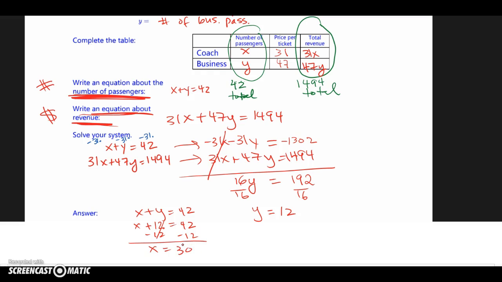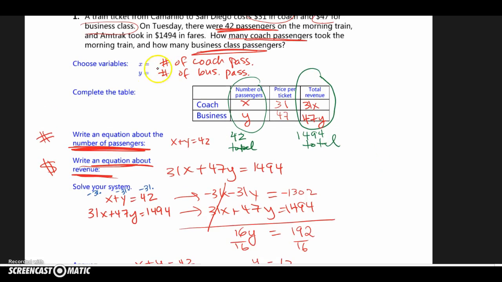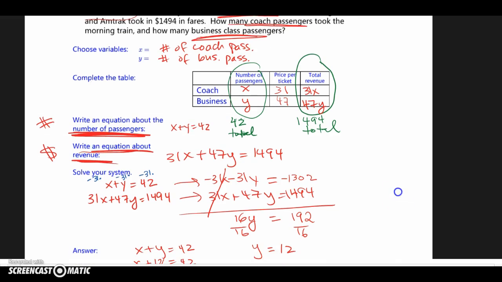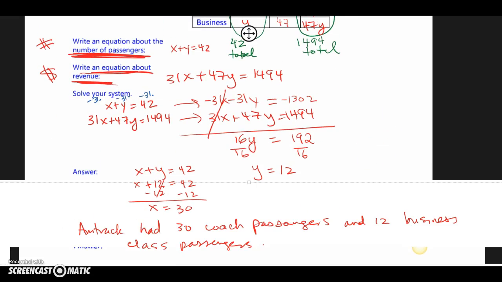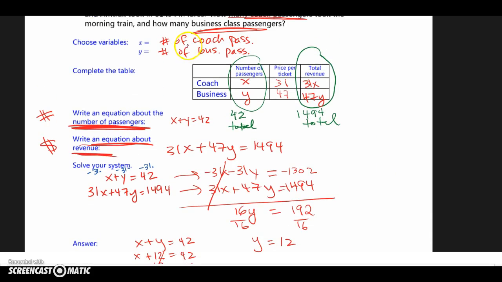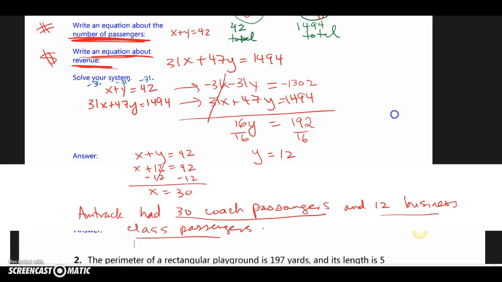And then I'm going to answer the question the way they wanted me to answer, and I'm not going to leave it as an ordered pair because y pertained to something and x pertained to something. X is the number of coach passengers and y is the number of business class passengers. So we will go ahead and interpret that, or state it out. We'll say Amtrak had 30 coach passengers and 12 business class passengers. X represented the number of coach passengers and y was business class. Once we found x and y, we interpreted it, or said the final sentence that actually answers the question.